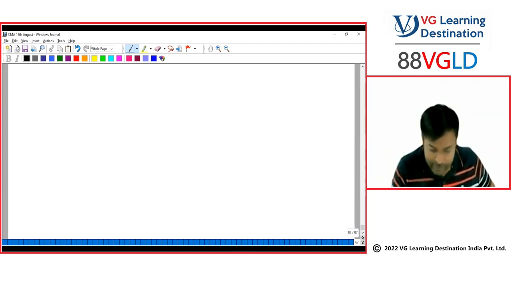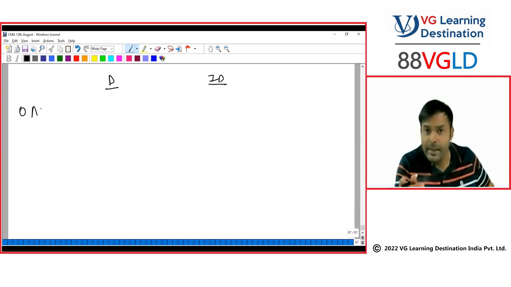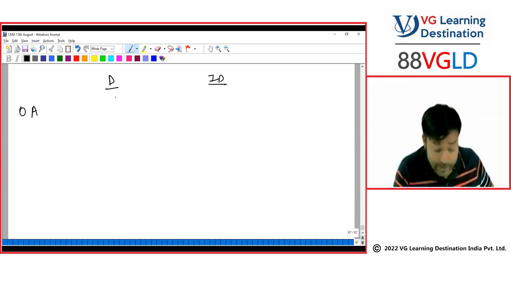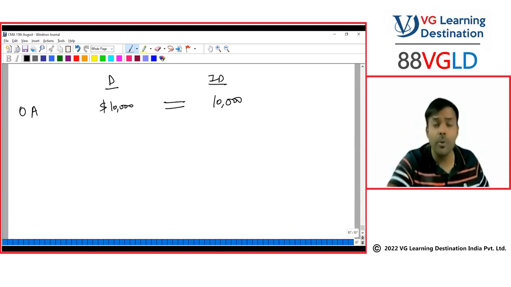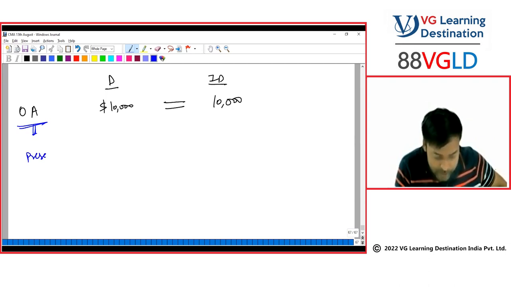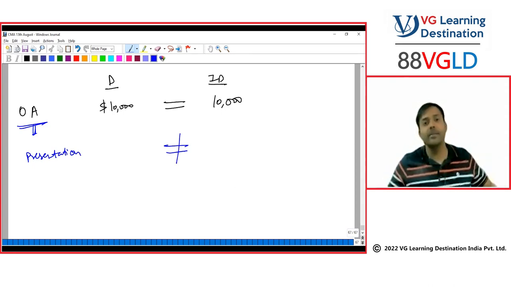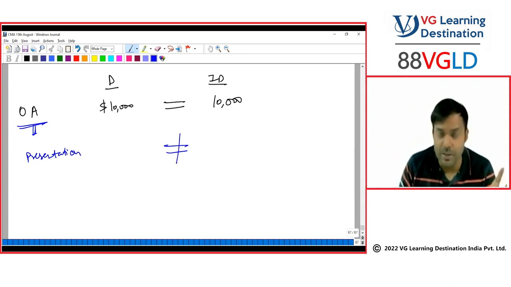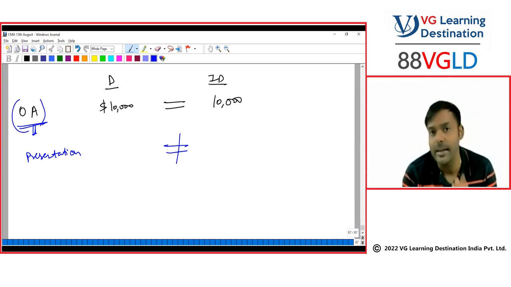Even if I'm talking about the operating activities under direct method or indirect method, the values will remain exactly the same. That means if it is $10,000 here, it is going to be $10,000 here also. The value is not going to change. Then what is changing? Only the presentation is going to change. That's it. So nothing is changing actually in that case. Only the presentation of the OA is changing. Rest, nothing is actually changing.